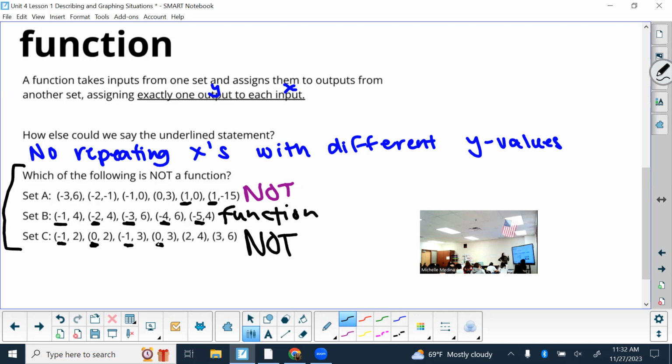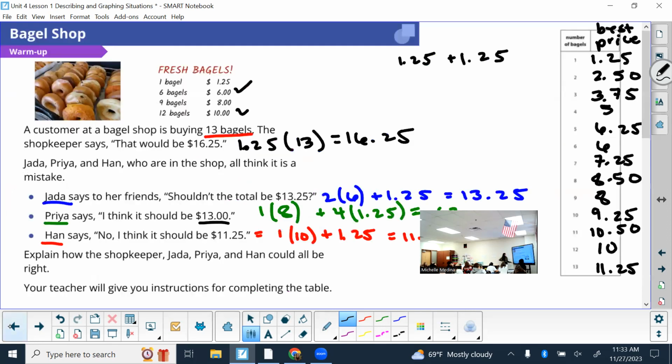Really quick, I just need to introduce you to this next activity. The one about the dog. So any questions on this? That's like the main point of the whole lesson today. So when we talked about the bagels, there was only one best price. So when you're talking about the number of bagels compared to their best price, that's a function. But when you just talk about six bagels, you could essentially charge different prices for six bagels. That would not be a function.